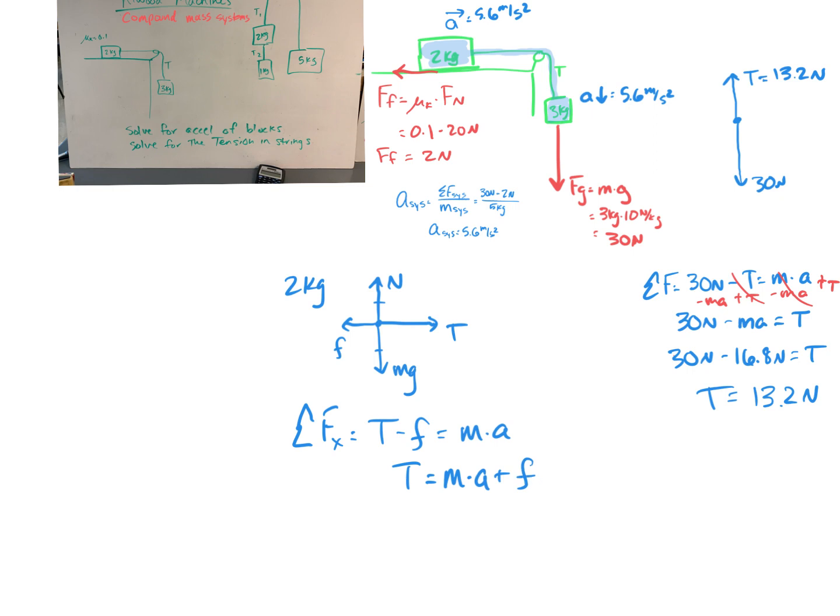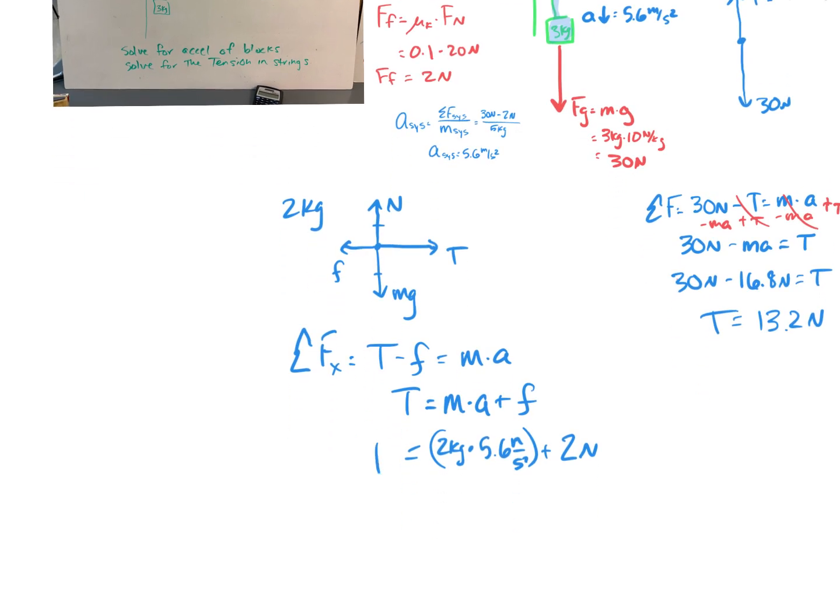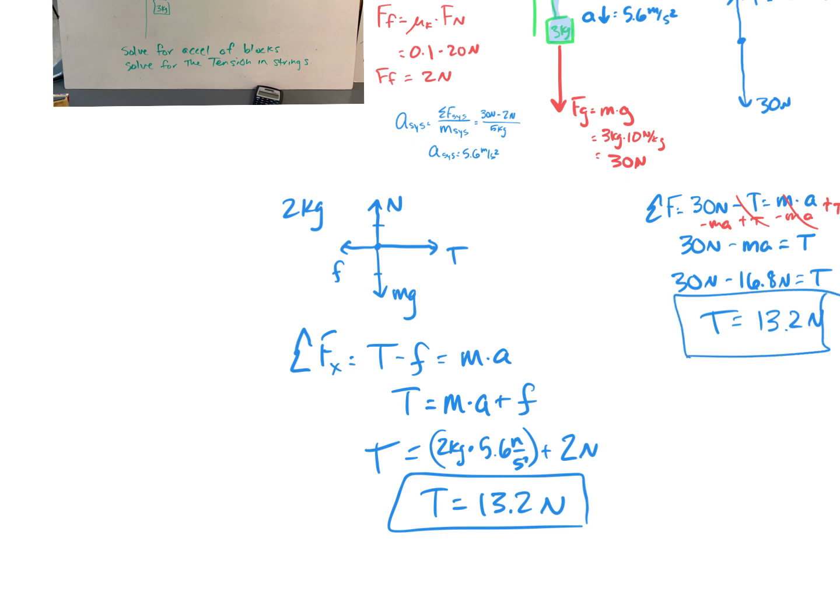Well, I've already solved for the frictional force before. I got 2 newtons, and the mass of that being 2 kilograms times the acceleration of 5.6 meters per second squared, plus the frictional force of 2 newtons. When I calculate that out, I get 13.2 newtons. So that tension force comes out to the same number whether I solve it using the block on the table or the block that's hanging off the edge.